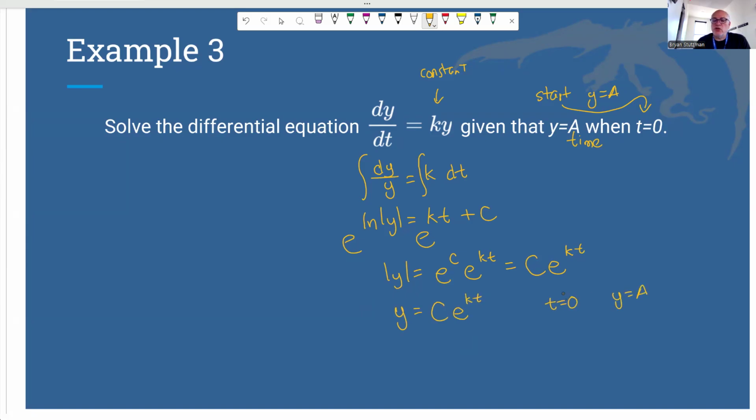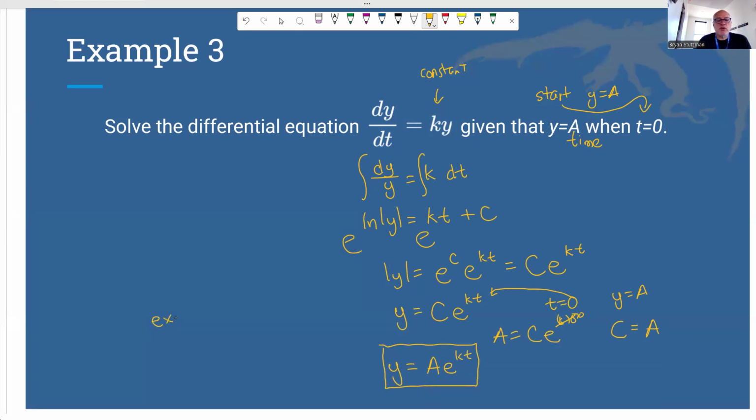So when t equals 0, y is equal to a. So let's plug in t equals 0. I get a is equal to c e to the k times 0, which is just e to the 0, and e to the 0 is 1. So my arbitrary constant is a. So my initial value solution is y equals a e to the kt.